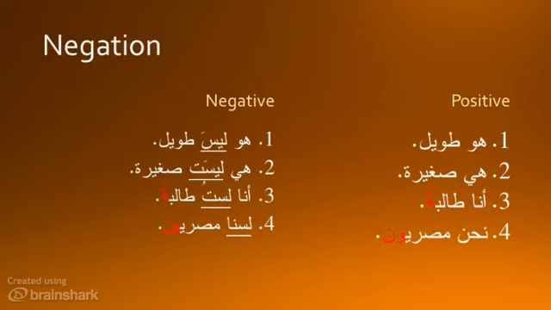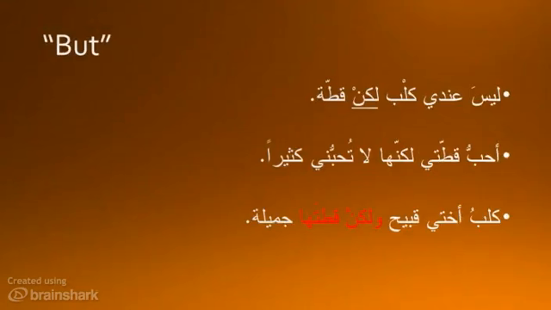The chart on page 12 of the book shows you the correct form for each person. لكن means but. The sentence structure is not quite the same as in English.